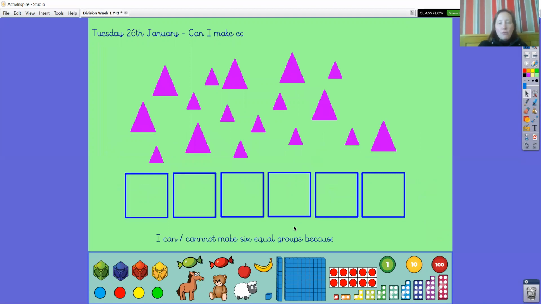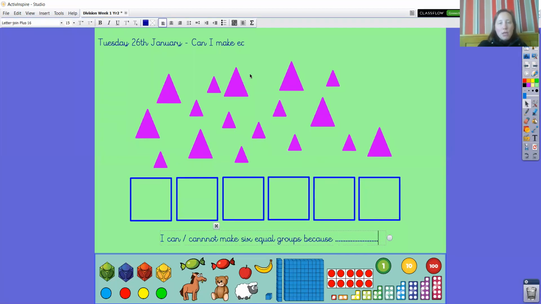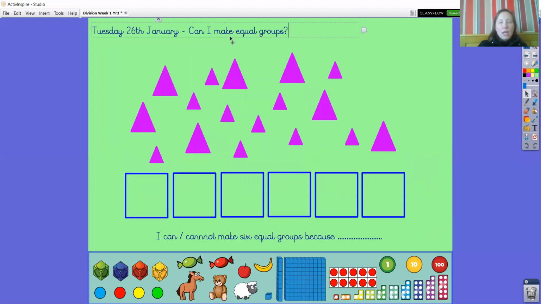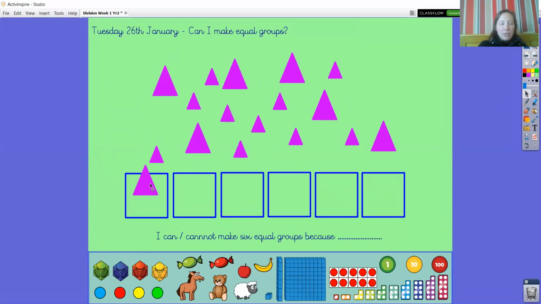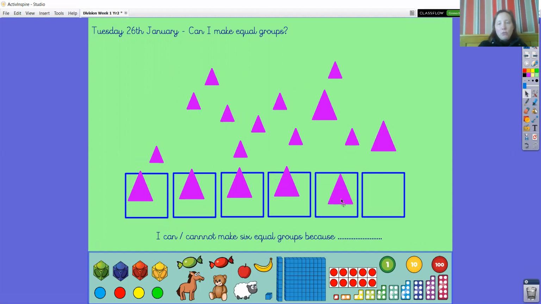So would you like to have a go this time? And this time I've put down here, can I make, using these triangles, can I make or not make 6 equal groups? I would like to make 6 equal groups. Can I do that? Okay, have a go. Well done. What did you find out? Wonder if you get the same as me. So let me start by putting the big triangle, give each one a big triangle. It doesn't matter if you put big ones or little ones in. We're just sharing out these, putting these triangles into groups.